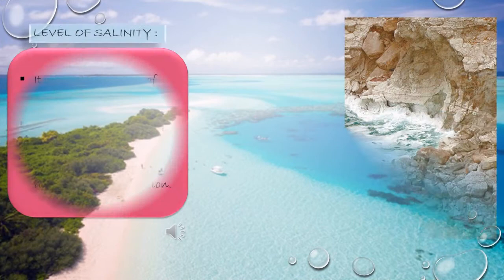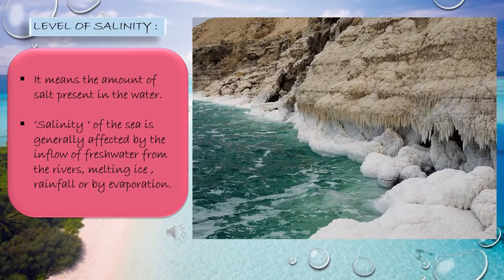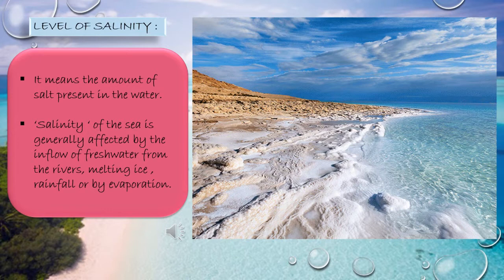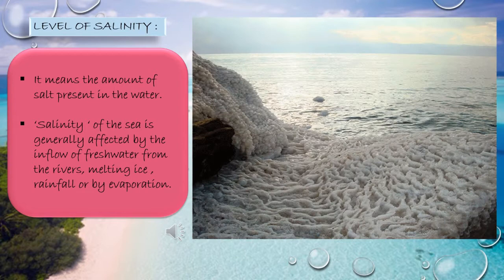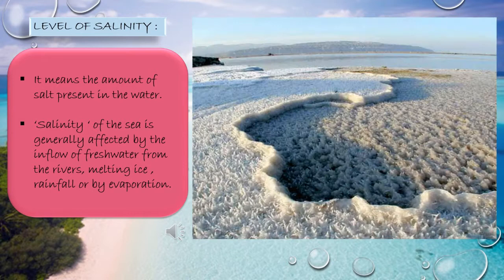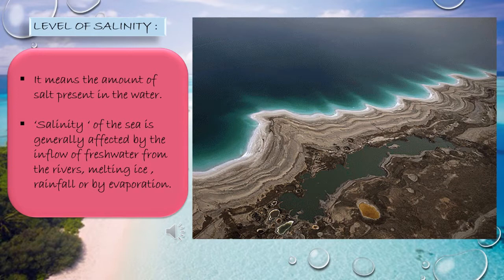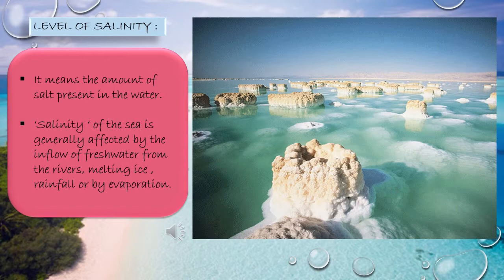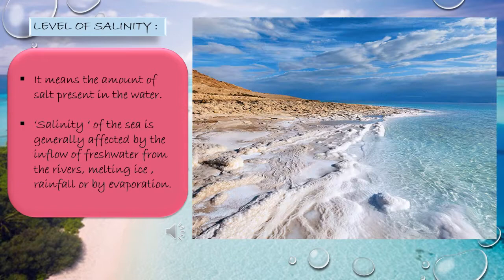The first one is the level of salinity. When we say salinity, it means the amount of salt present in the water. Now, the salinity of the sea is generally affected by the inflow of fresh water from rivers or melting ice, and by rainfall or evaporation. Waters of low salinity have lower density, enabling them to flow on the surface of waters of high salinity, while waters of high salinity flow at the bottom.